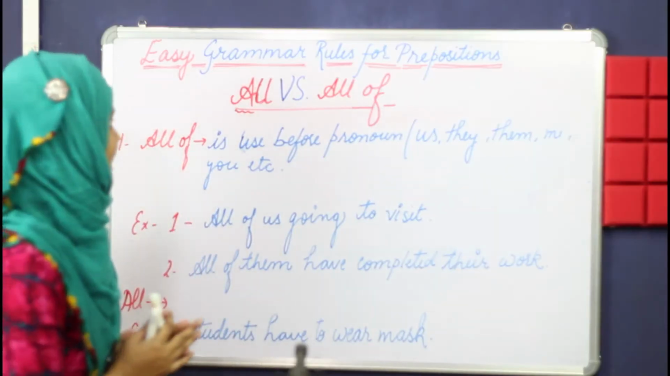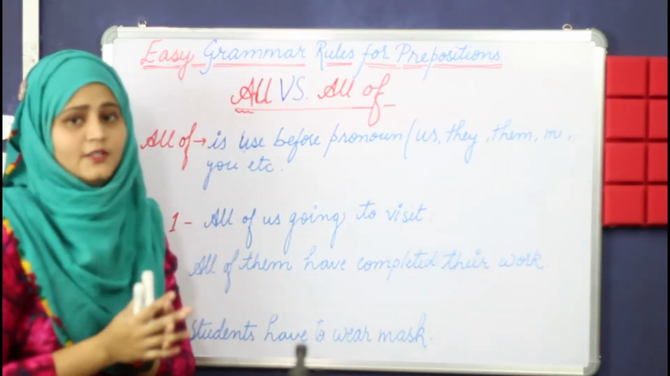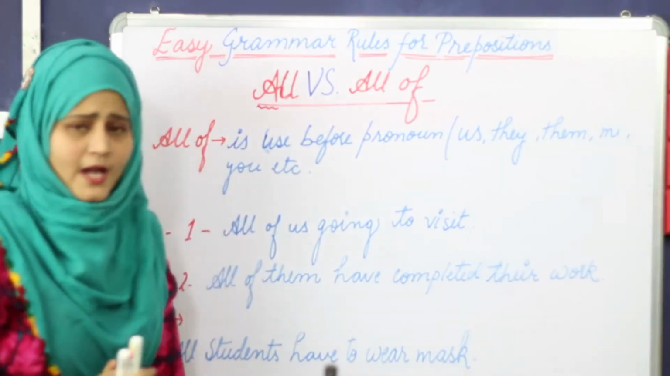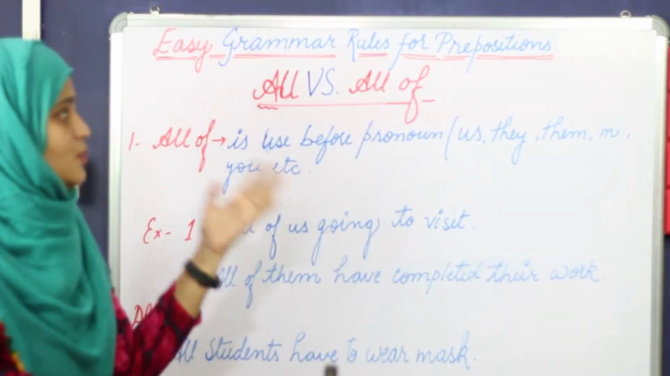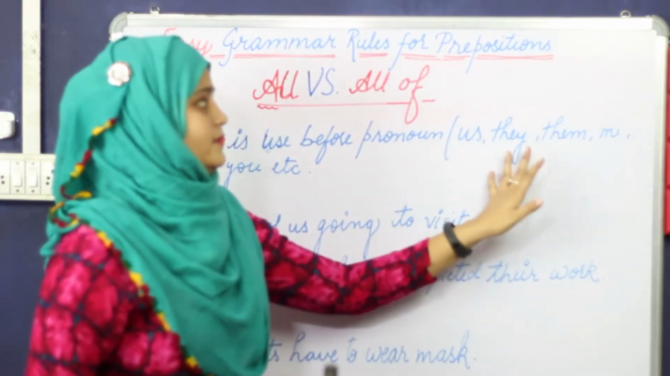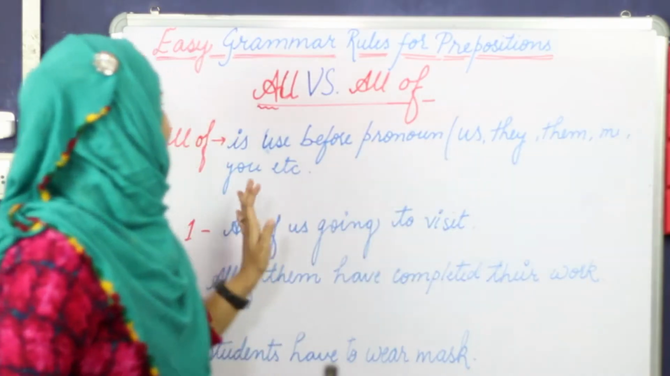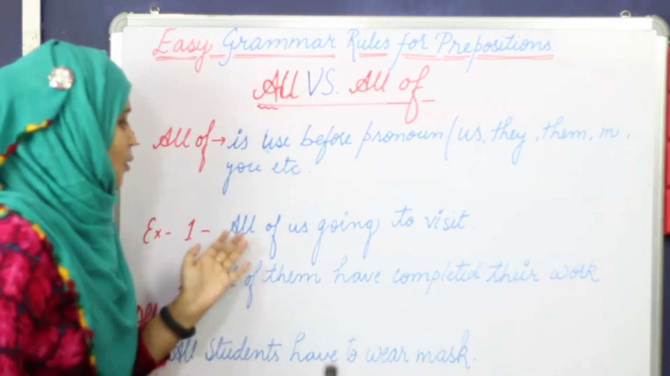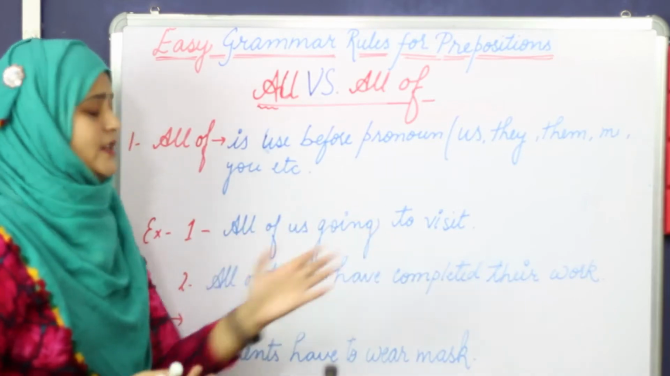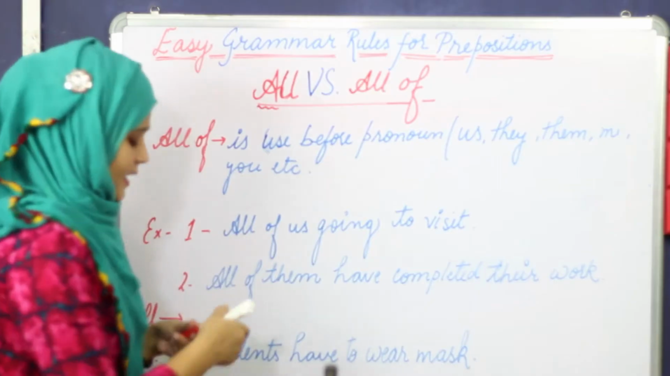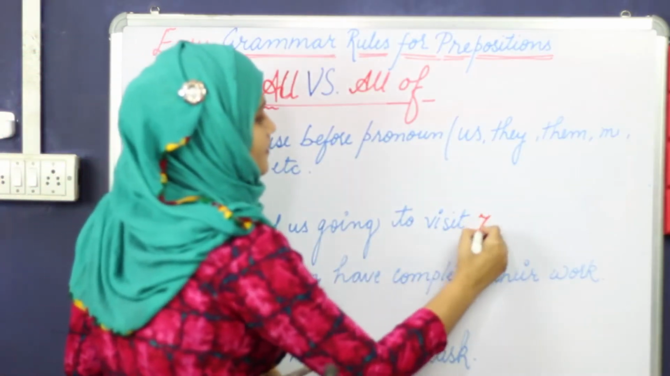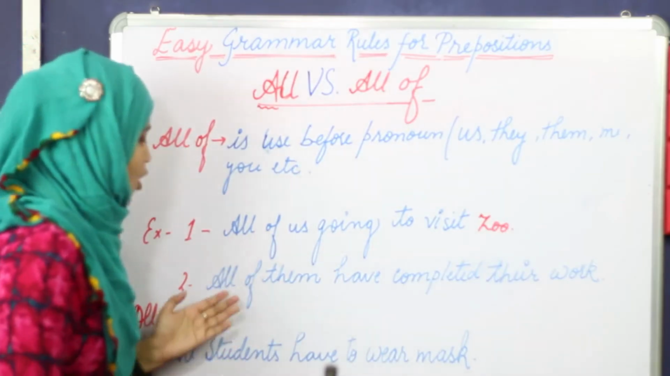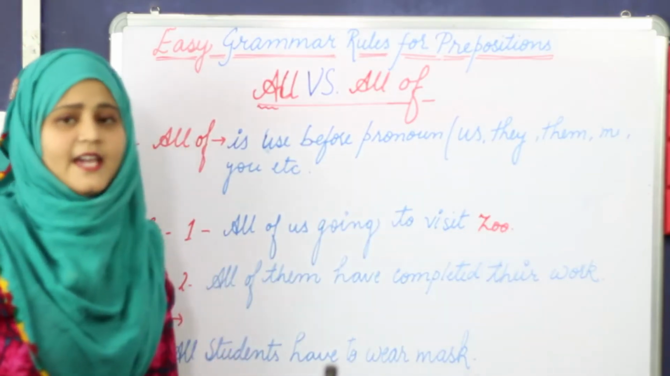So viewers, here I have written all versus all of. We'll talk about this all of. All of is used before pronouns, such as us, they, them, me and you, etc. So for example, I can say all of us are going to visit the zoo. Anything we can write here. The next example is all of them have completed their work.